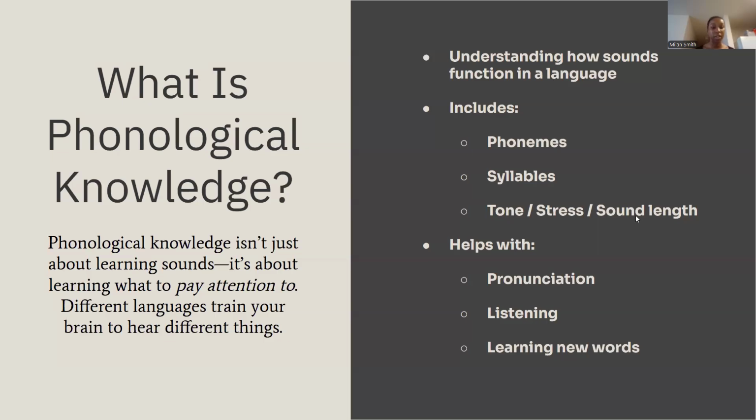So, what is phonological knowledge? Phonological knowledge isn't just about learning sounds. It's about learning what to pay attention to, and in understanding how sounds function in language, it includes phonemes, syllables, tone, stress, and sound length. This helps with pronunciation, listening, and etc.